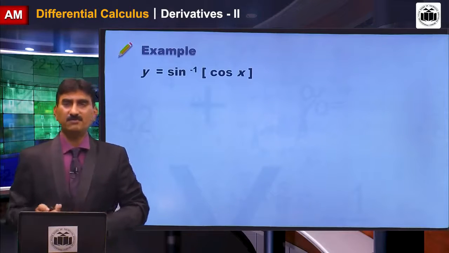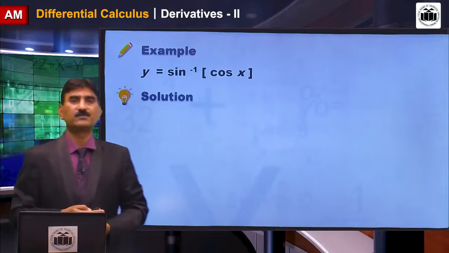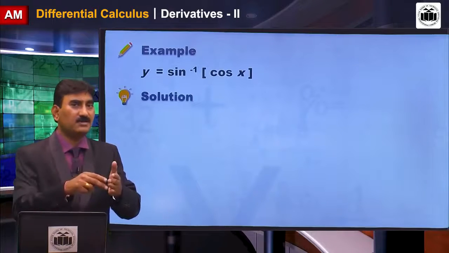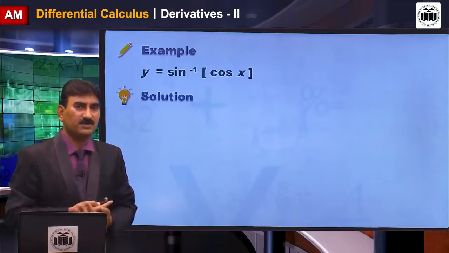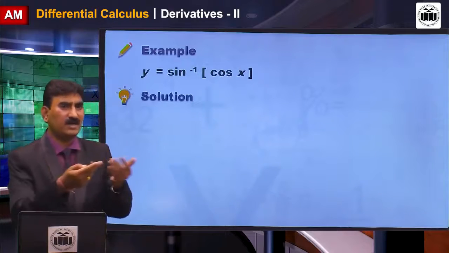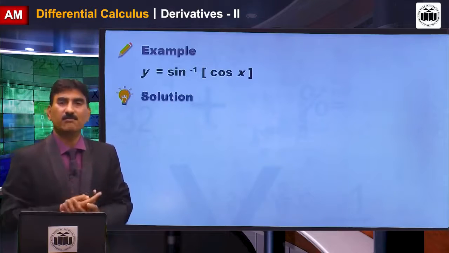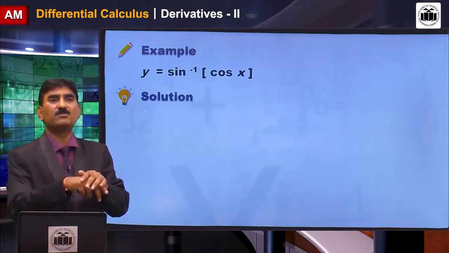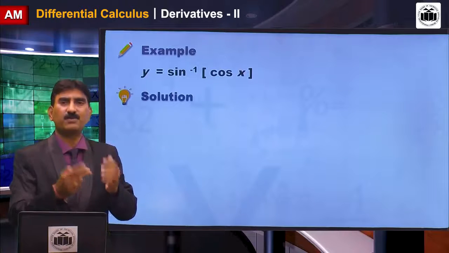Now, we take some examples. y is equal to sin inverse of cos x. You can directly solve this example by using the derivatives of composite function. Sin inverse x का formula आप डायरेक्ट यूज कर सकते हैं 1 upon root of 1 minus x square वाला. But by using trigonometric rules, we have to solve this example in the very, very simple way.